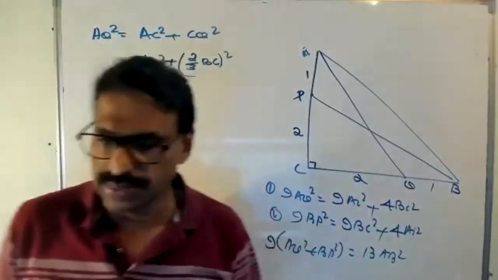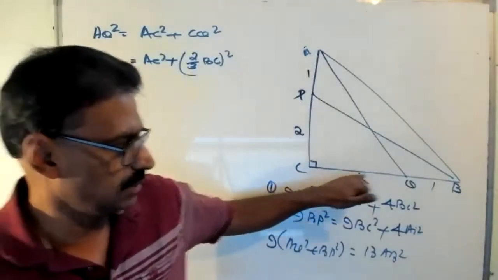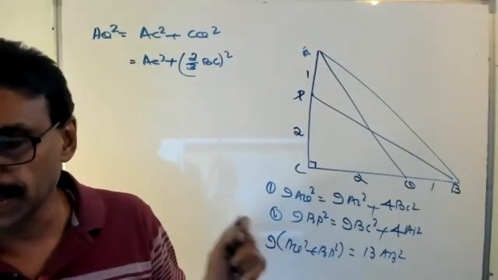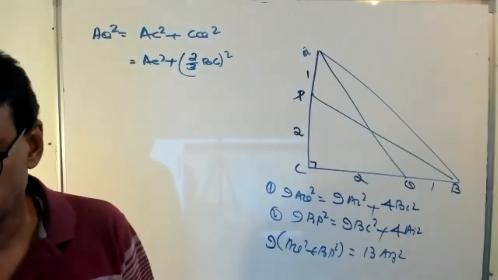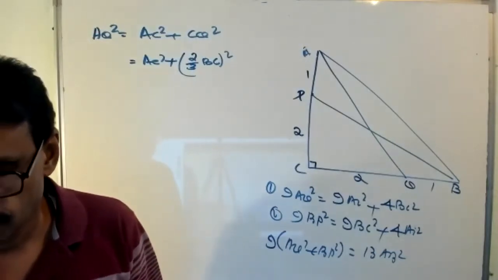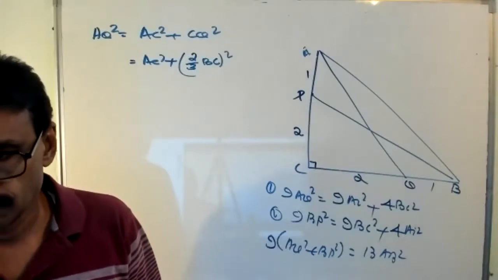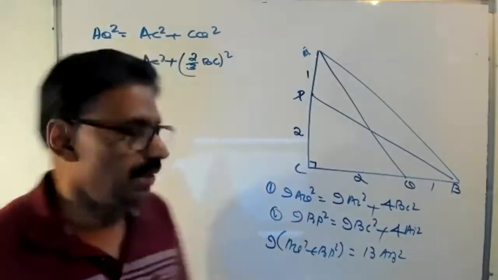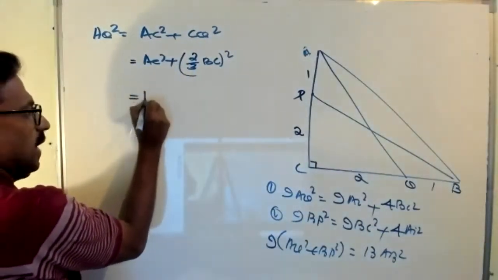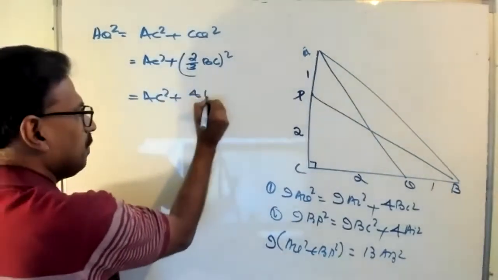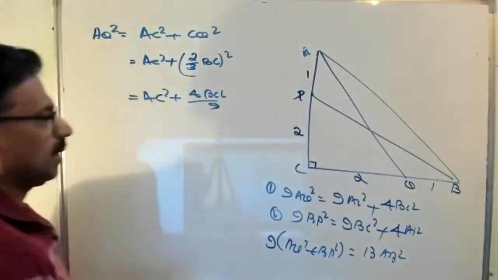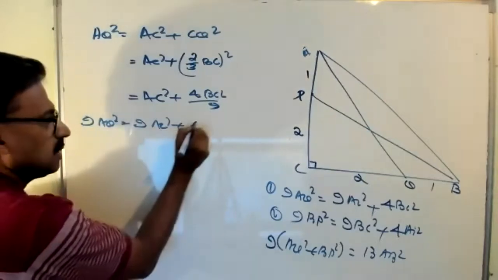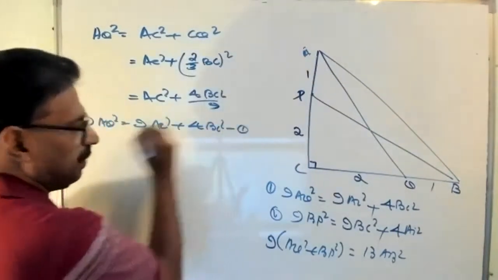CQ is to QB, that is 2:1. So this part is 2/3, this part is 1/3. Agree or not? CQ is 2/3 BC. Clear or not? Okay. So that is AC square plus 4BC square by 9. Multiply by 9. 9AQ square equal to 9AC square plus 4BC square. This is number 1. Finish.